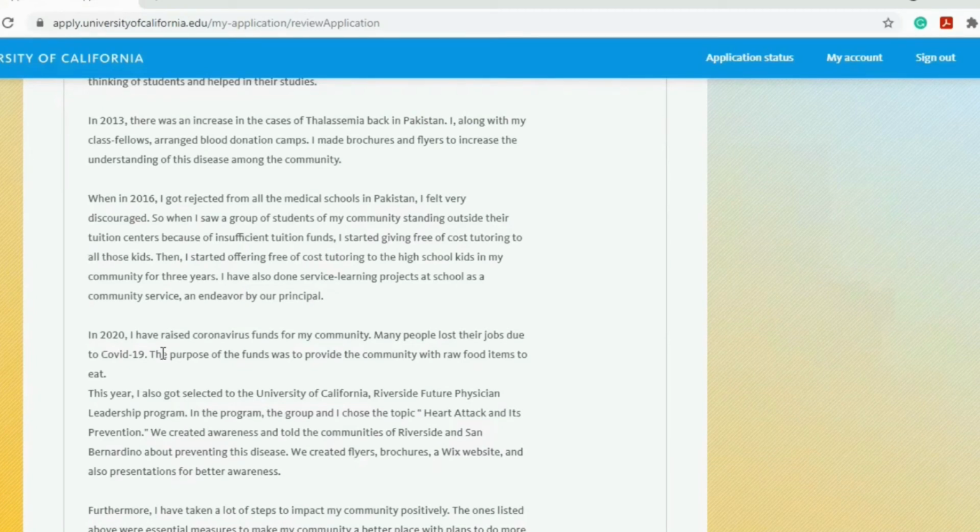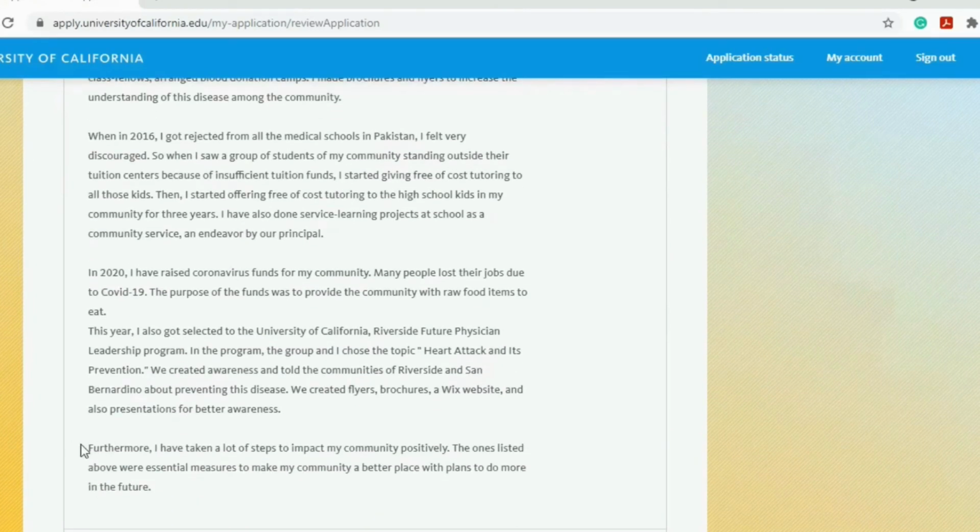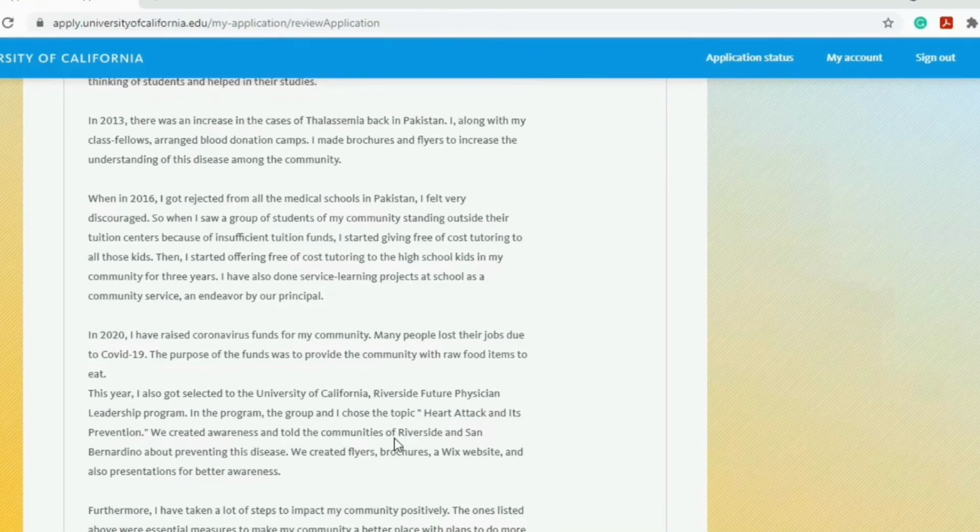And then at the end I said that furthermore I have taken a lot of steps to impact my community positively. The ones listed above were essential measures to make my community a better place, with plans to do more in the future. Actually, I did a lot of work, but there was only space for 250 words. So I had to edit and cut many of the activities, because I only listed the ones which I feel were the greatest of all, very important and helped my community in a positive way.